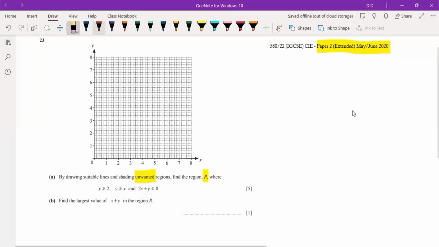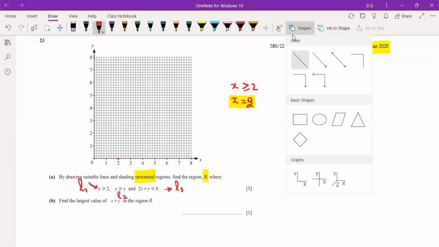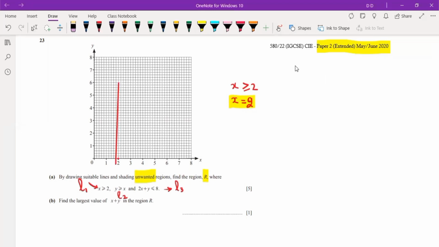First of all, we will say this is L1, meaning line 1. This one is L2, and here is the third line. L1: x is greater than or equal to 2. As you know, we always write it in the form of an equation, so x is 2. That is a simple vertical line. So just observe where 2 is on the x-axis. Here you can observe it is here. So we need to draw a straight vertical line like this.